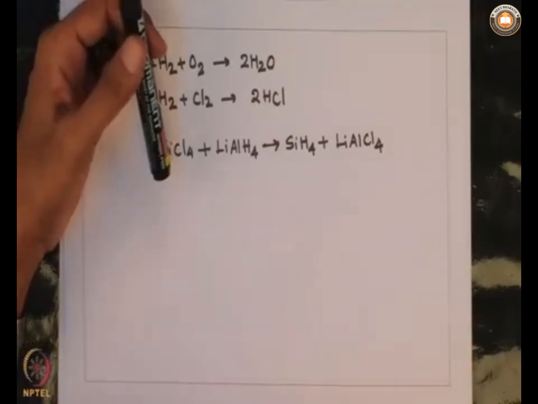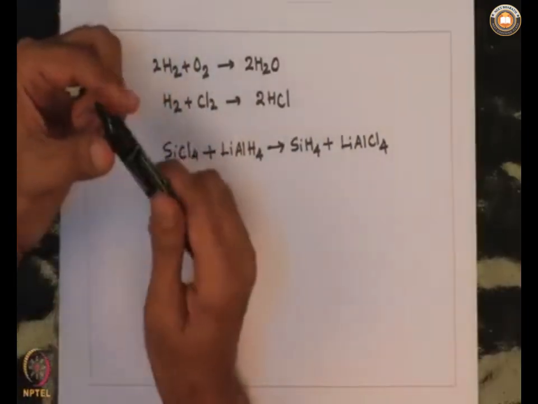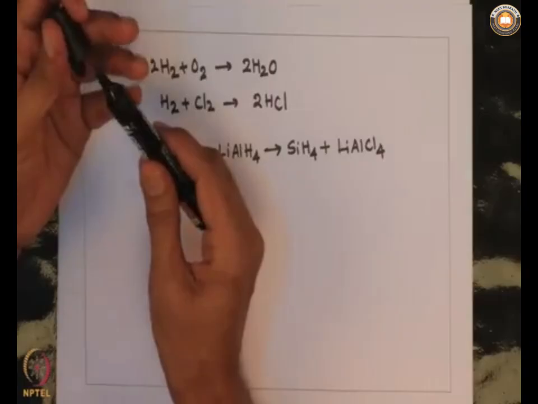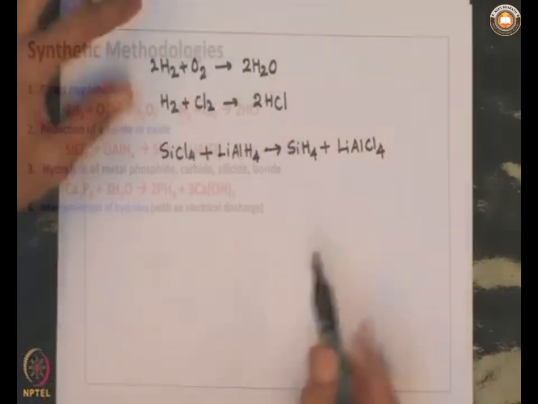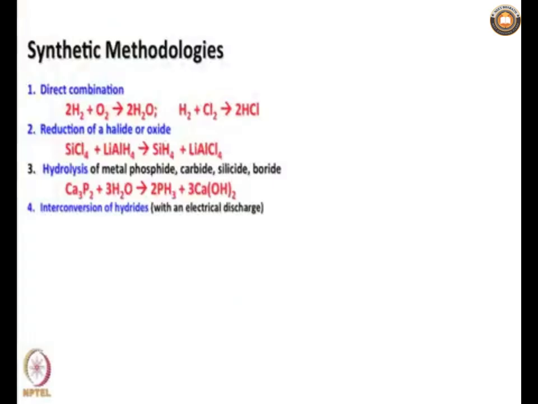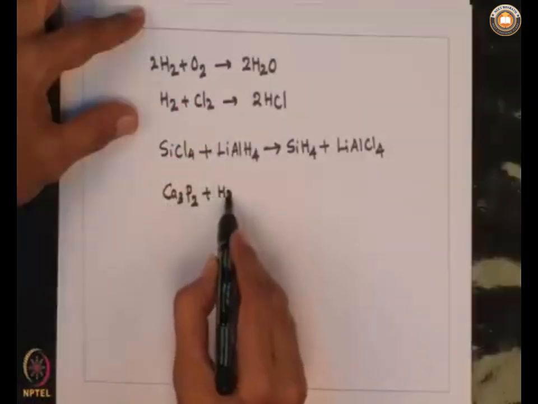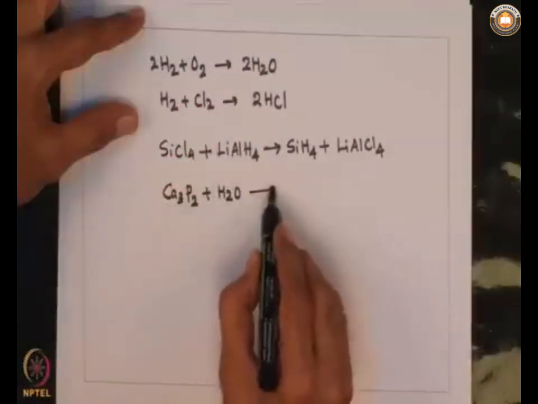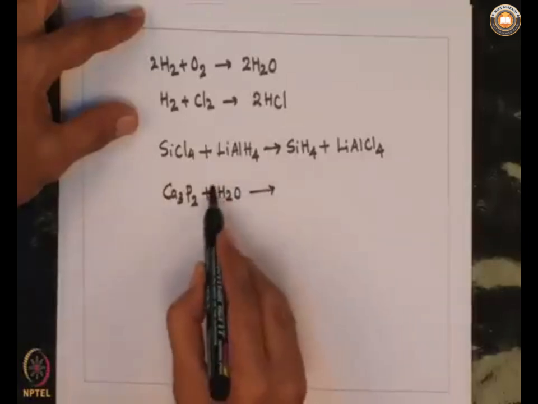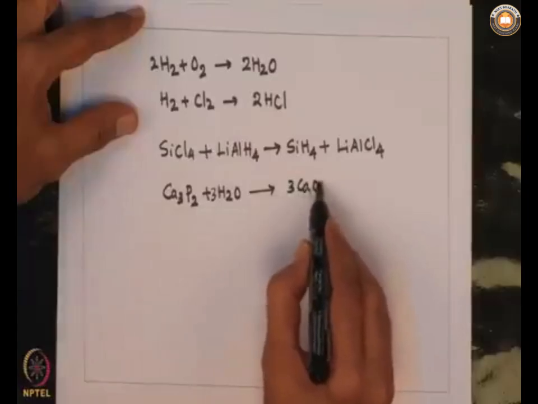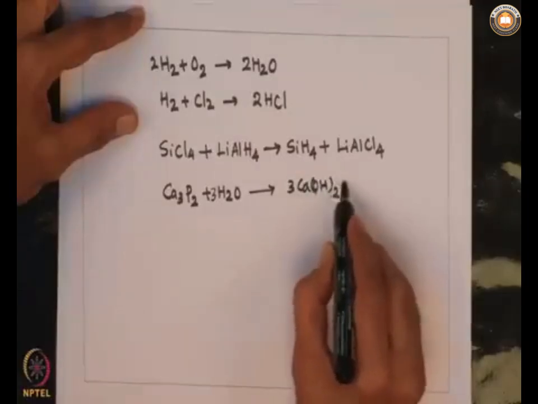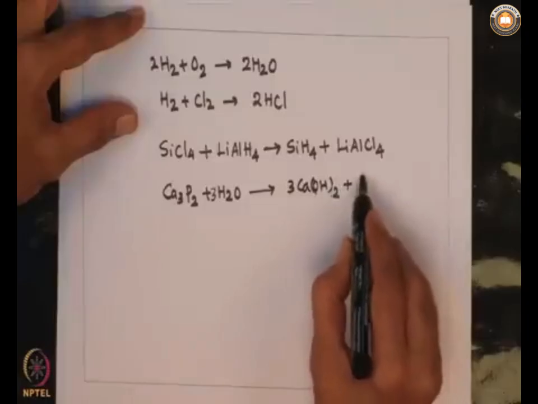One can also use the hydrolysis method of reagents such as metal phosphides, metal carbides, silicides or borides. Let us look into calcium phosphide. So, calcium phosphide, when subjected to hydrolysis, forms calcium hydroxide and PH3.